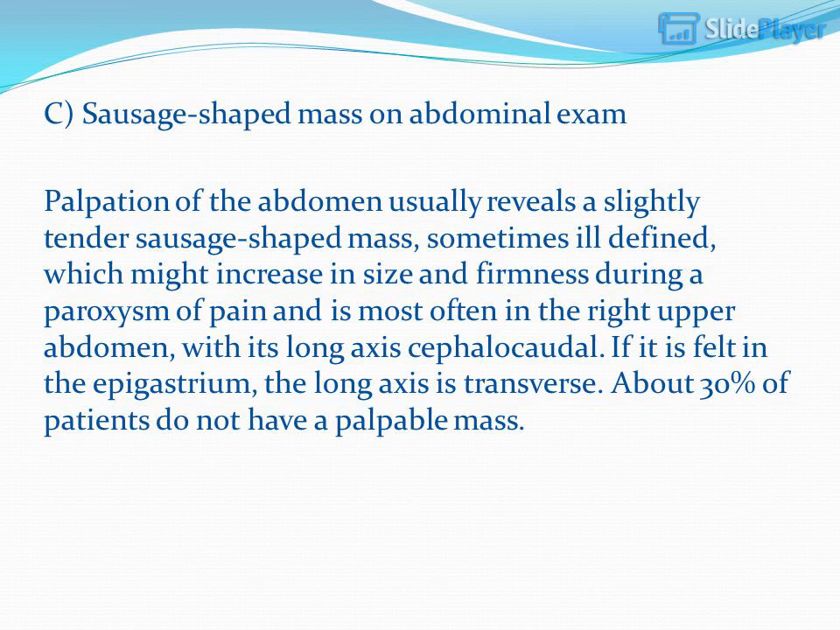C. Sausage-shaped mass on abdominal exam. Palpation of the abdomen usually reveals a slightly tender sausage-shaped mass, sometimes ill-defined, which might increase in size and firmness during a paroxysm of pain, and is most often in the right upper abdomen, with its long axis cephalocaudal. If it is felt in the epigastrium, the long axis is transverse. About 30% of patients do not have a palpable mass.